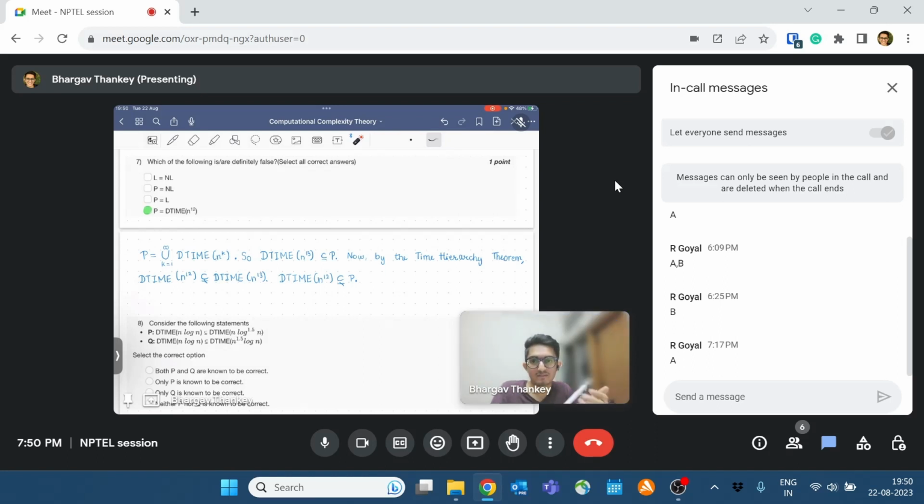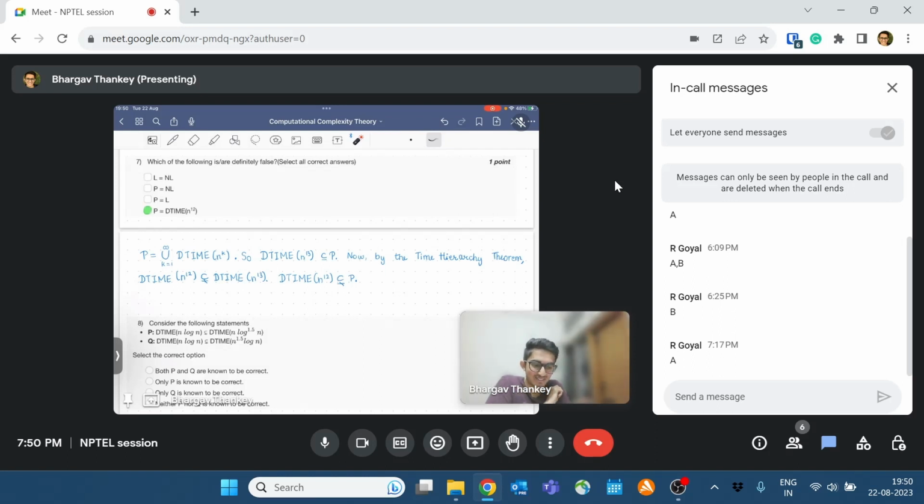No, no, no, no. There is some flaw. So you said that if we assume that 3-SAT is solvable in polynomial time, then all the problems in NP would be solvable in polynomial time. That is true. So in that case, P will become equal to NP. Where is the flaw in this?